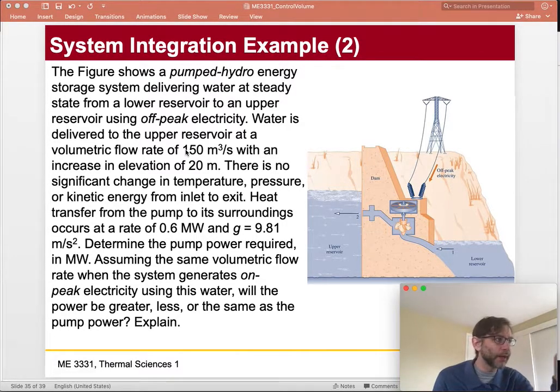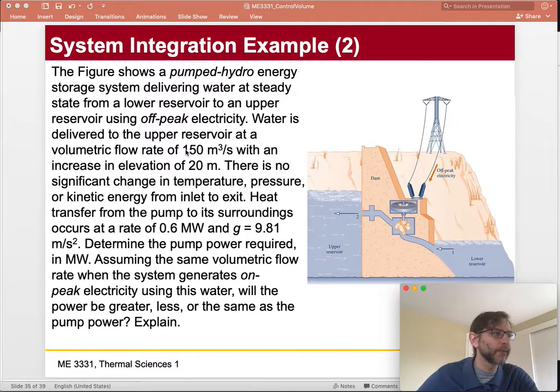Then there's an increase in elevation of 20 meters, which really isn't very high, actually. There's no significant change in temperature, pressure, or kinetic energy from inlet to exit, so we can assume nothing of that. Heat transfer from the pump to its surroundings occurs at a rate of 0.6 megawatts, and g equals 9.8 meters per second squared. Determine the pump power required in megawatts.